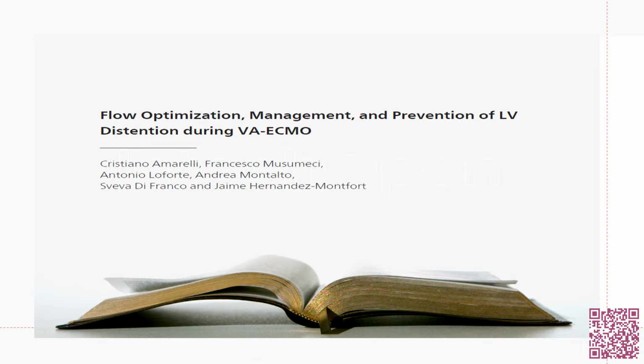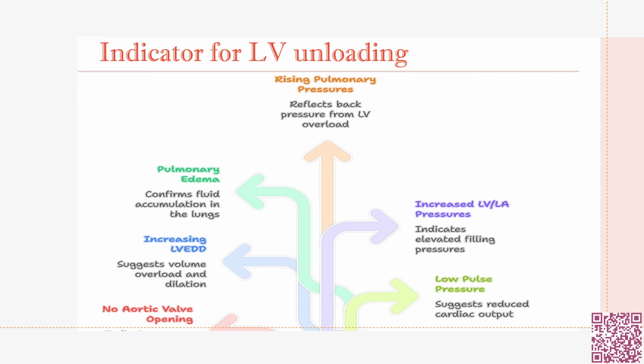About flow optimization and management and preventing LV distension during ECMO, I recommend this paper for unloading and venting during VA ECMO. Indicators for LV unloading: first, no aortic valve opening, increased left ventricle end diastolic diameter, presence of pulmonary edema as a result of LV distension, rising pulmonary pressure, rising pulmonary capillary wedge pressure, which is reflected back from the LV, increased left ventricle and left atrial pressures, and presence of low pulse pressure. All of these indicate that we need LV unloading.